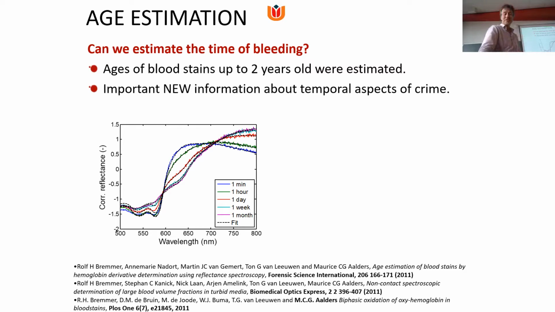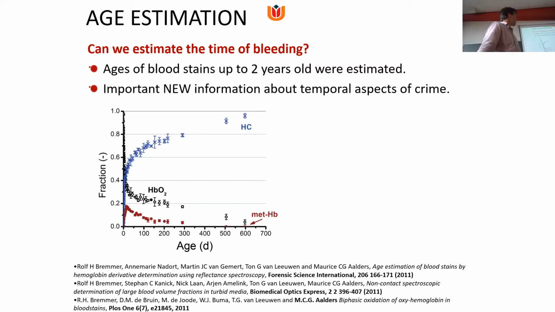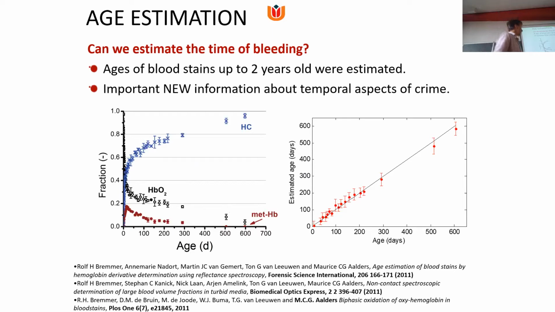And here, if you look at the 600 days, so 2 years, you can still see changes in the bloodstain if they're deposited somewhere. And you can see that whole chemical process in time, where there's the oxyhemoglobin going down, there's the methemoglobin going up and down, so that's this product in between.